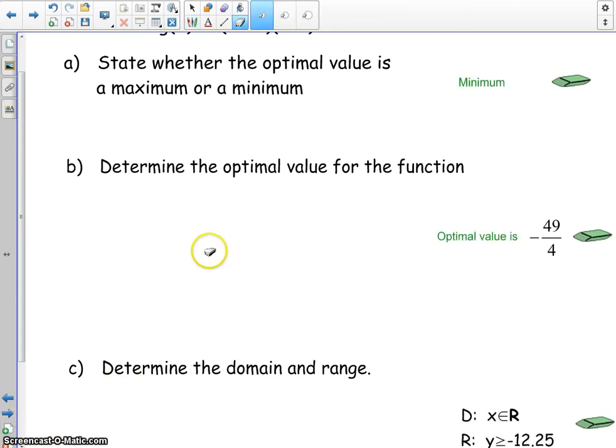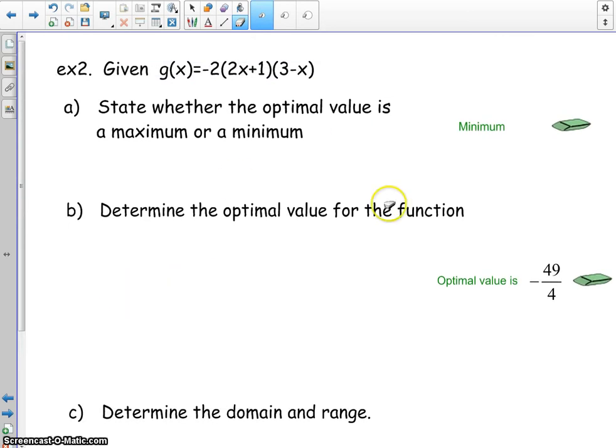Okay, so you can see the answers there. Let's just go through them quickly. First one, you might have fallen into a little bit of a trap there. It's very tempting to look at the a value in front here and just say, oh look, this a value here is negative, therefore my parabola opens down, so my optimal value is a maximum.